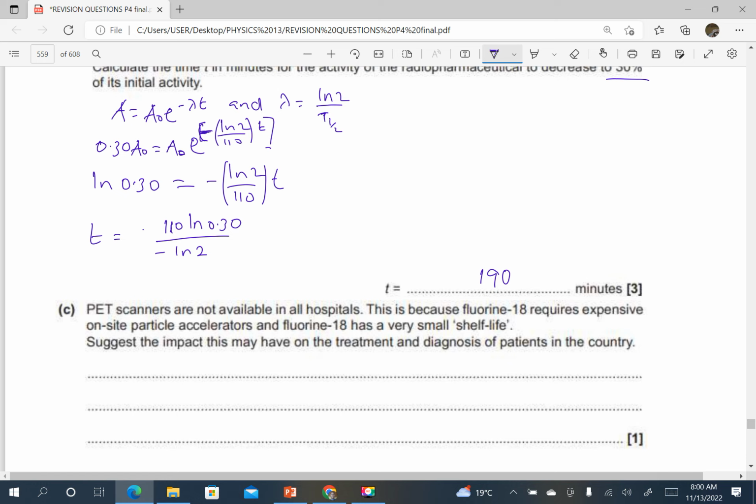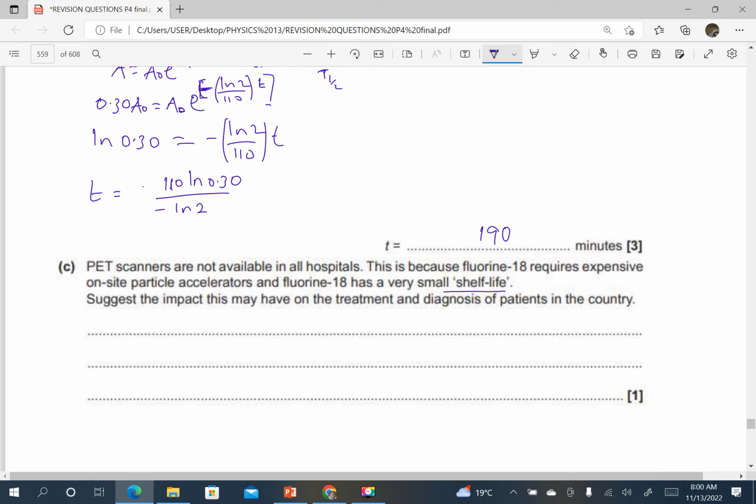PET scanners are not available in all hospitals. This is because fluorine 18 requires expensive on-site particle accelerators, and fluorine 18 has a small shelf life. In other words, it can't be stored for long. It requires expensive on-site particle accelerators to produce or to manufacture or to prepare. Suggest the impact this may have on treatment and diagnosis of patients in the country. Of course, it means that some patients may not get the treatment because of where they live, and this may also involve longer waiting lists. So that is an ethical issue.